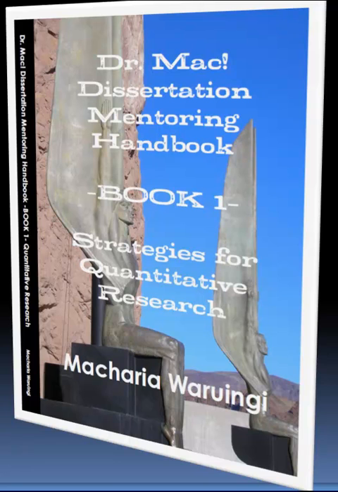Subtopic number 1 then is the history of the independent variable. Subtopic number 2 is the current reality about the independent variable, and subtopic number 3 is the gap in literature about the independent variable. Finally, write a conclusion about the independent variable.